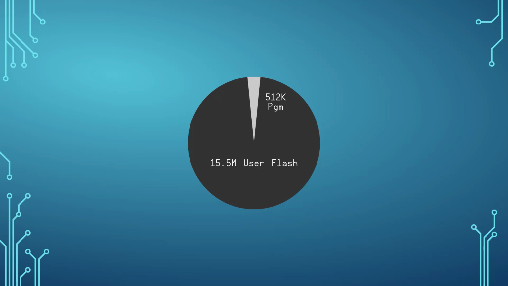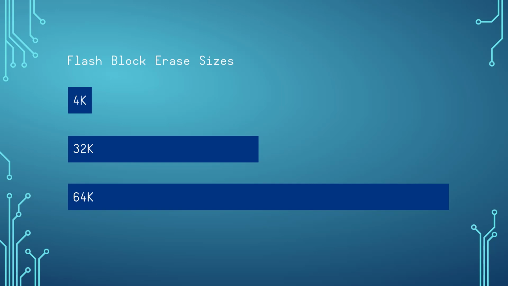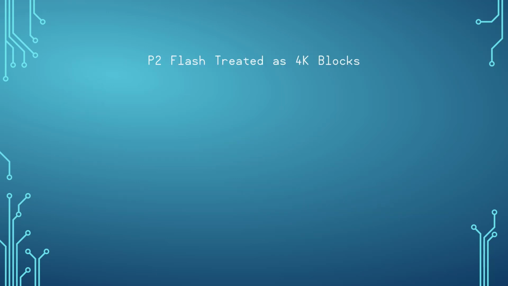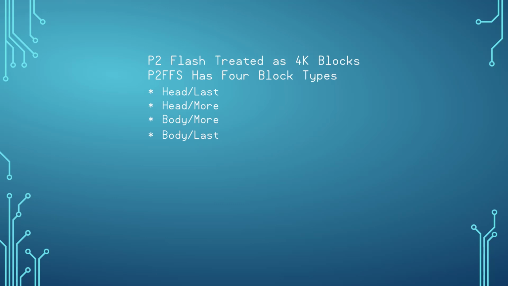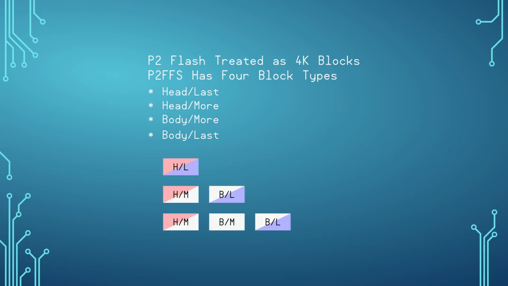The trick with using flash, however, is that flash must be erased before we can write an arbitrary value to it, and the smallest chunk of a P2 flash that can be erased is 4 kilobytes. For this reason, the flash file system uses 4K blocks to create files. There are 4 block types in the flash file system that are composed of head, body, and last elements. The primary difference between head blocks and the other blocks is that the head block allocates space for the file name, hence has slightly less space available for data.